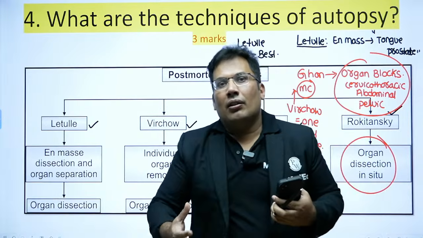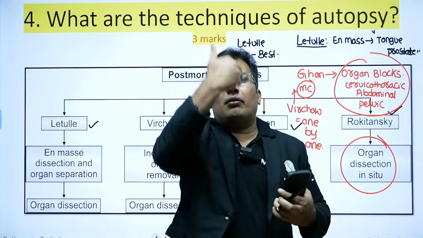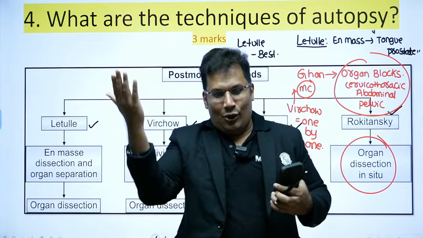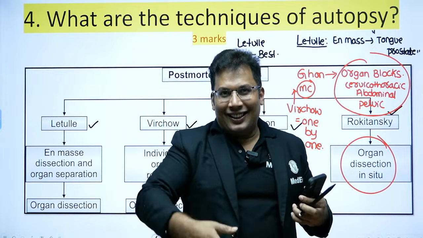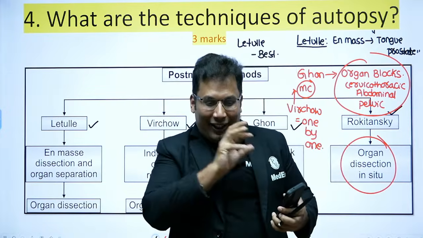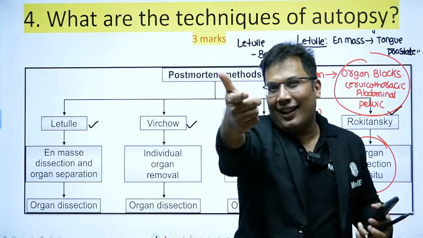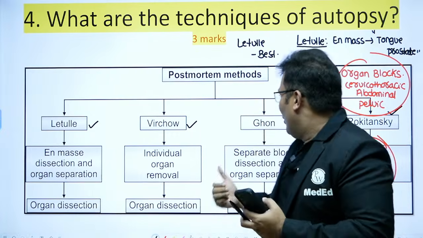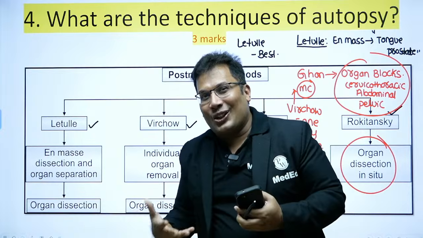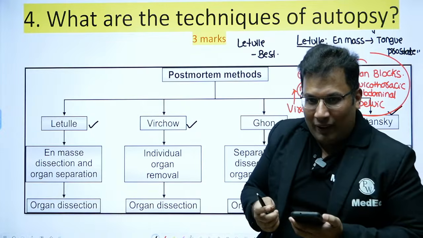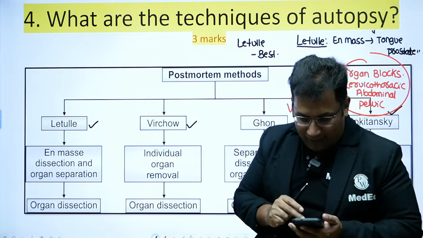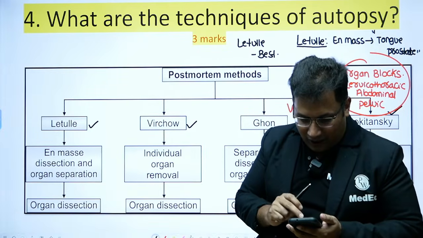So I'll repeat again. From tongue to prostate is known as Letourley. 1, 2, 3 is known as Gaunt technique. 1 by 1 is known as Virchow technique, the common technique. In situ dissection is known as Rokitansky technique. I hope you understood. Okay, that's great.